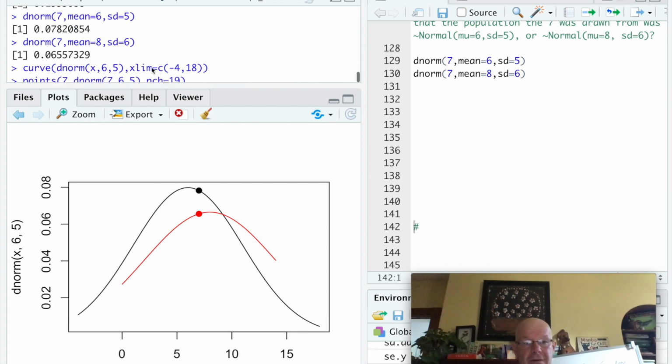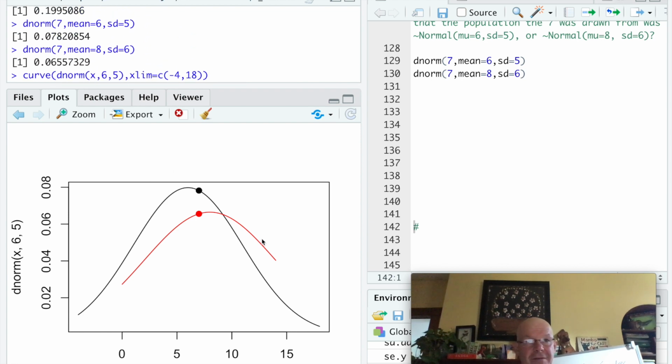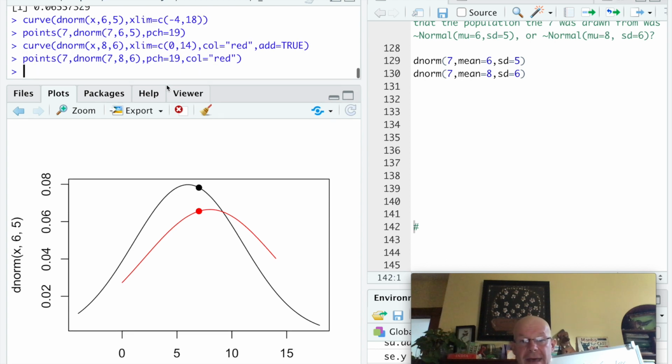Okay, there's our two distributions that I've just put in a little part of. The black curve here is showing part of the curve where you have a mean of 6 and a standard deviation of 5, and the red curve is a mean of 8 and a standard deviation of 6. And so why we can feel more confident that the black one here is the more likely distribution that this was sampled from is based upon that probability distribution.